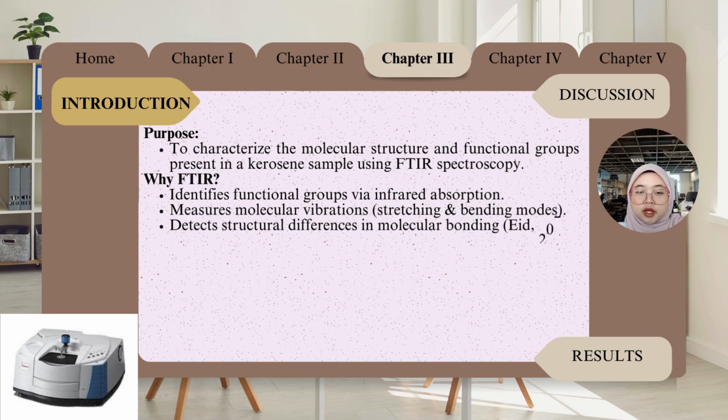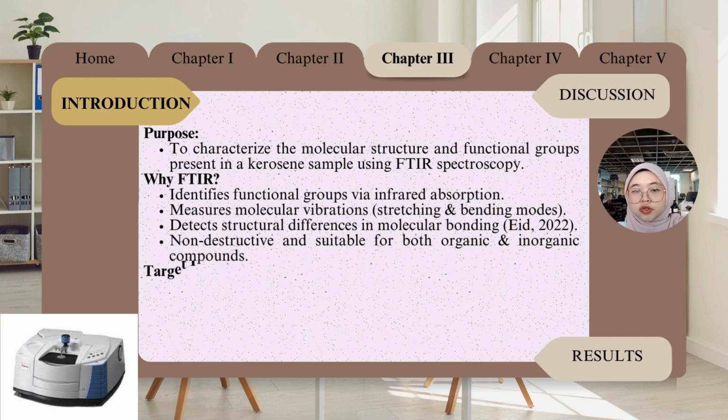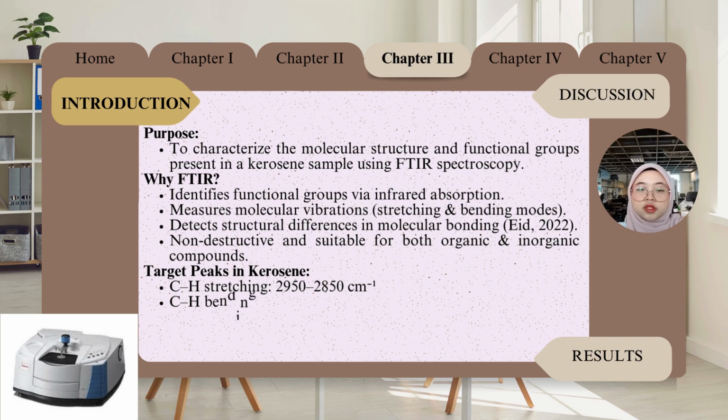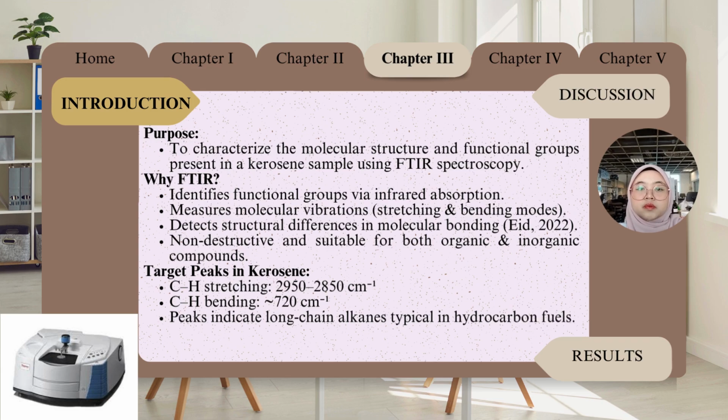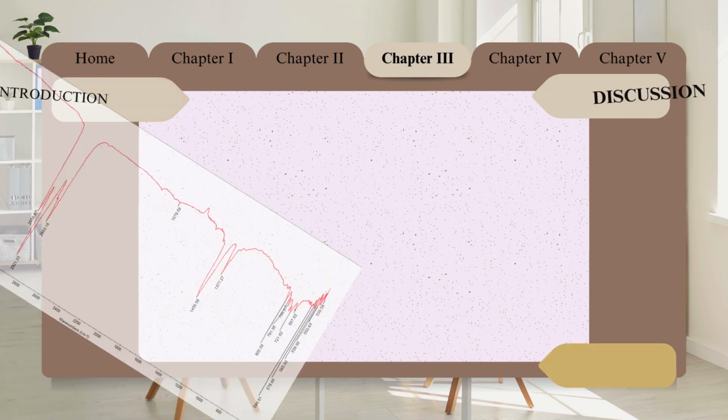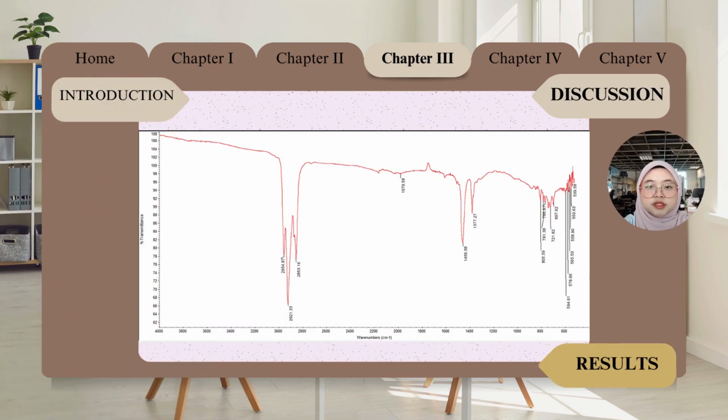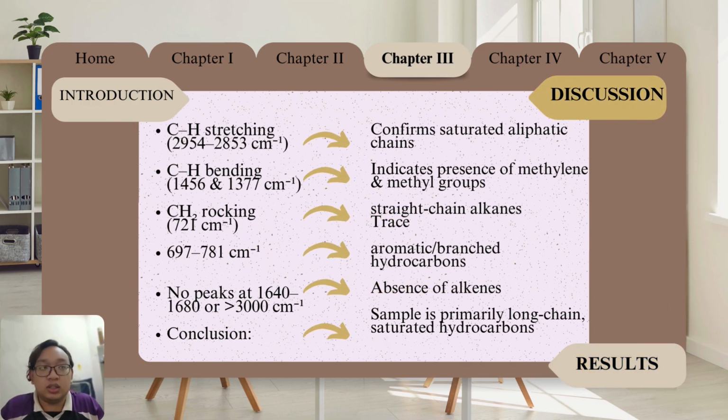We use techniques like FTIR to observe specific peaks, particularly CH stretching around 2950 to 2850 per centimeter and bending around 720 per centimeter, which are strong indicators of long-chain alkanes commonly found in hydrocarbon mixtures like kerosene. The FTIR results show peaks typical of aliphatic hydrocarbons. From our FTIR result, it is clear that the kerosene sample is made up of long-chain saturated hydrocarbons.